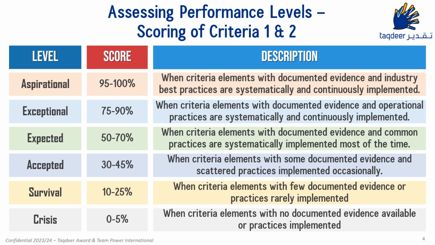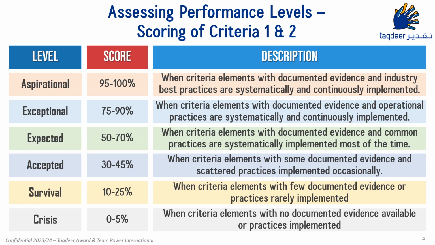Exceptional level performance is typically assigned when assessors find criteria elements with documented evidence and operational practices are systematically and continuously implemented. In such cases, the assessment team usually selects a score level between 75% and 90% at 5% intervals.